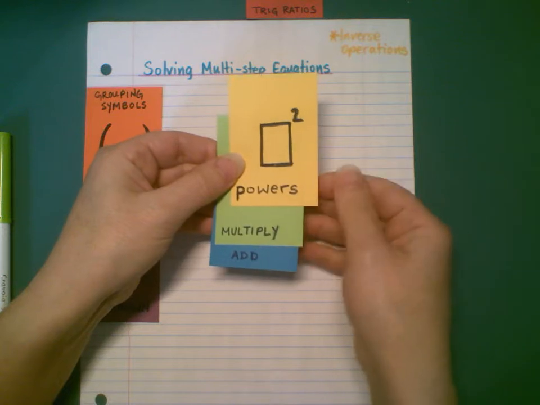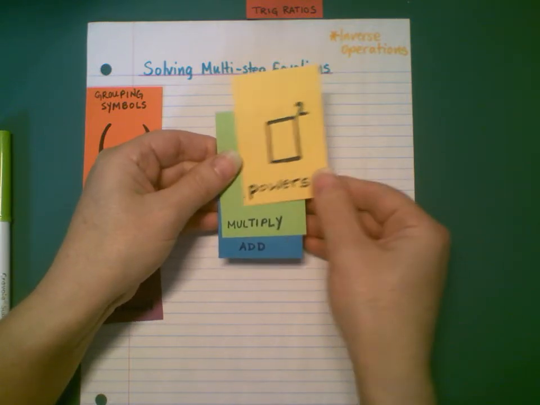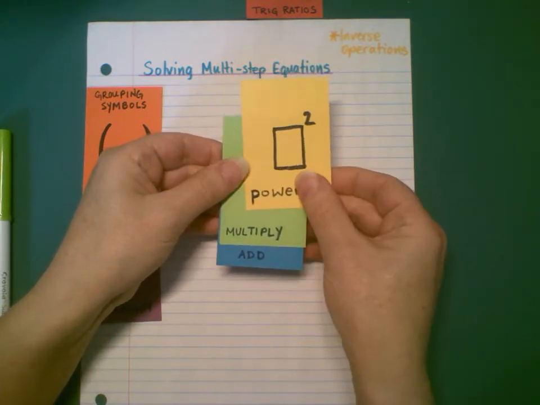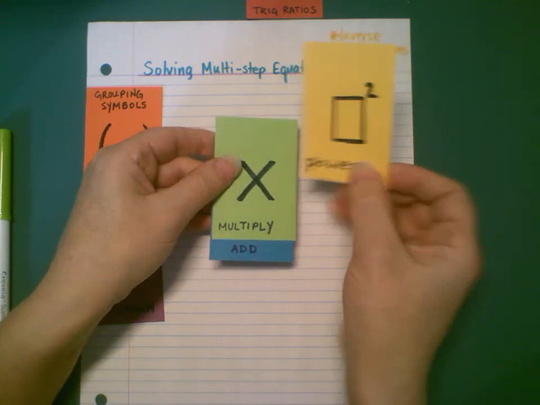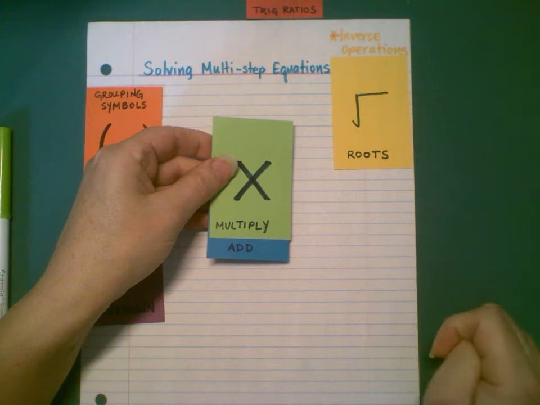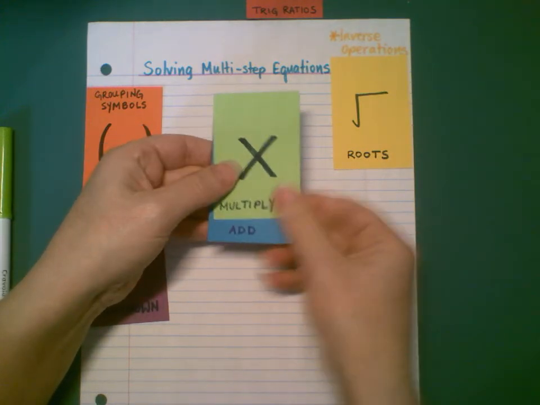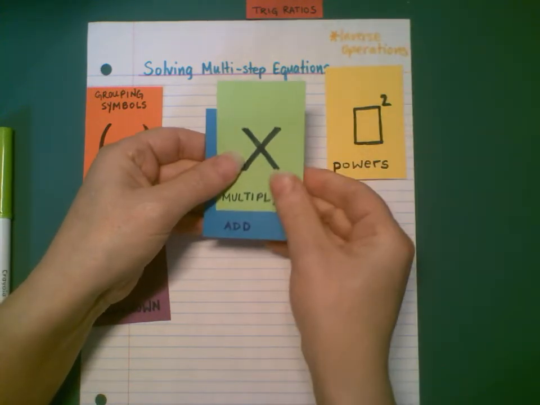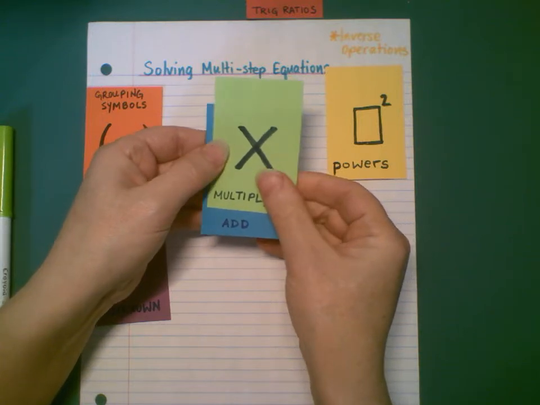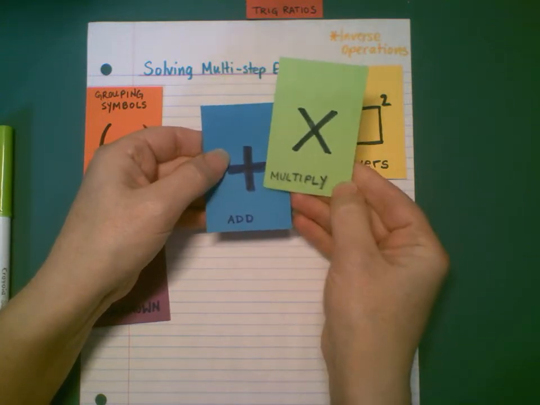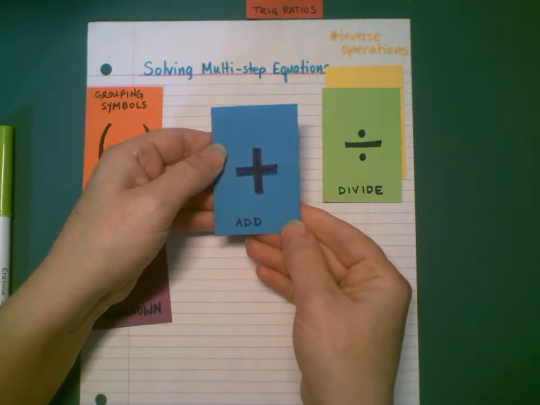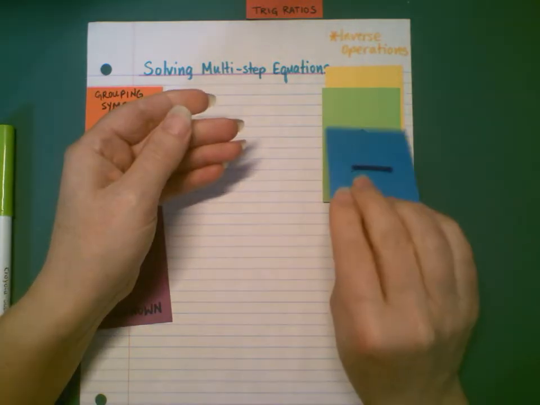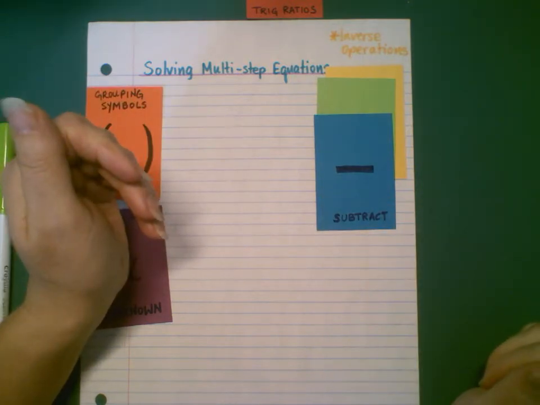On each side of the card, you'll see that I've got an operation, like a power, for example, having something raised to a power of something. And the inverse of that would be square root. I've also got a multiplication. The inverse operation for a multiplication is a division. And I've got addition, and the inverse of addition is subtraction.